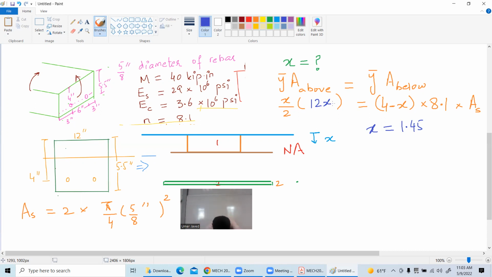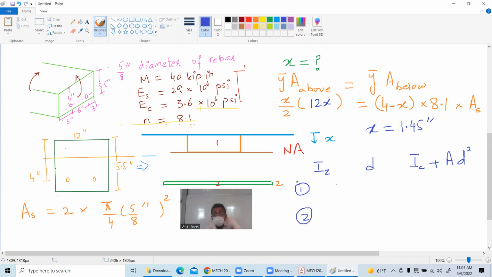Okay, anyways, x is equal to 1.45 inches. Now let us find the moment of inertia Iz. Then I have D, then I have IC plus AD square. Then I have section 1, then section 2.